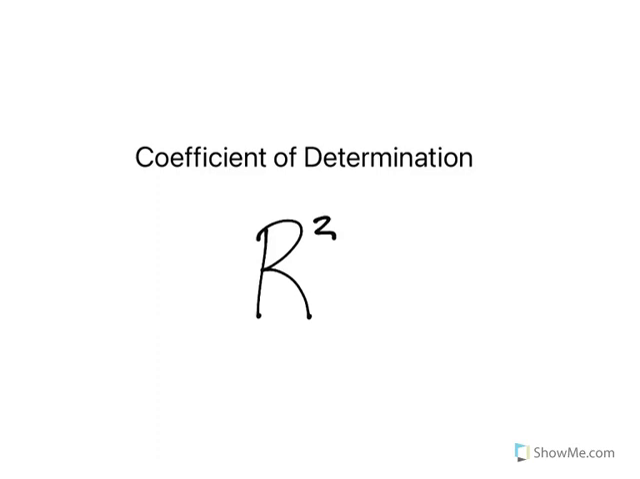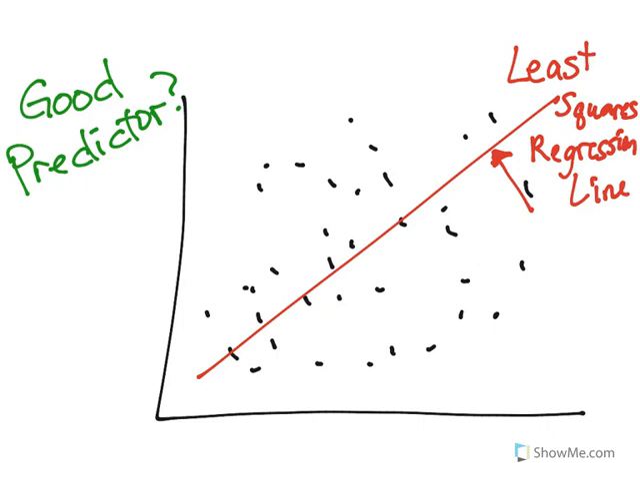Let's talk about the coefficient of determination. It is often shown as a capital R squared. Now, it's great to talk about it. We can define it. But if you don't know why we're using this, what's the point? So let's start with this.